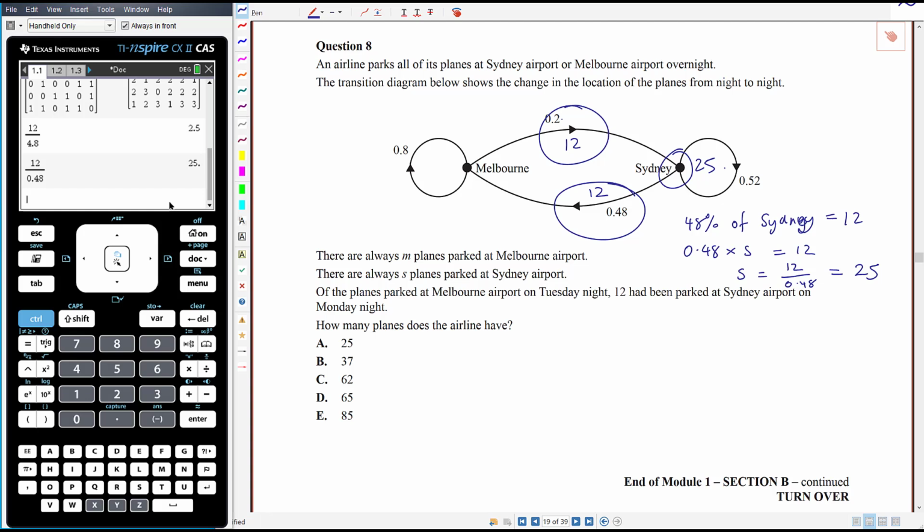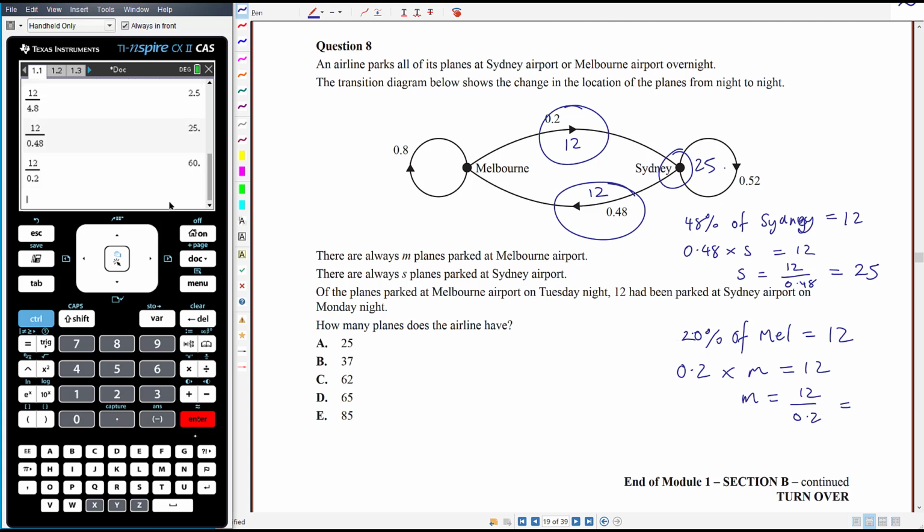Okay, so we also know that 20% of Melbourne is 12 planes. Okay, so that is 0.2 times M equals 12. And so M is 12 divided by 0.2, which is 60 planes. Okay, so that means there are 60 planes parked at Melbourne Airport and 25 parked at Sydney Airport, and each day 12 planes move from Melbourne to Sydney and 12 planes move from Sydney to Melbourne. So that makes sure that there is always 60 at Melbourne and always 25 at Sydney.